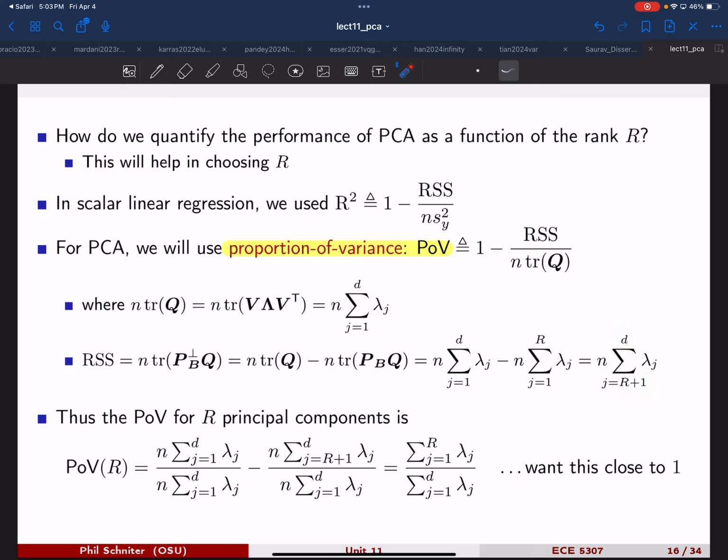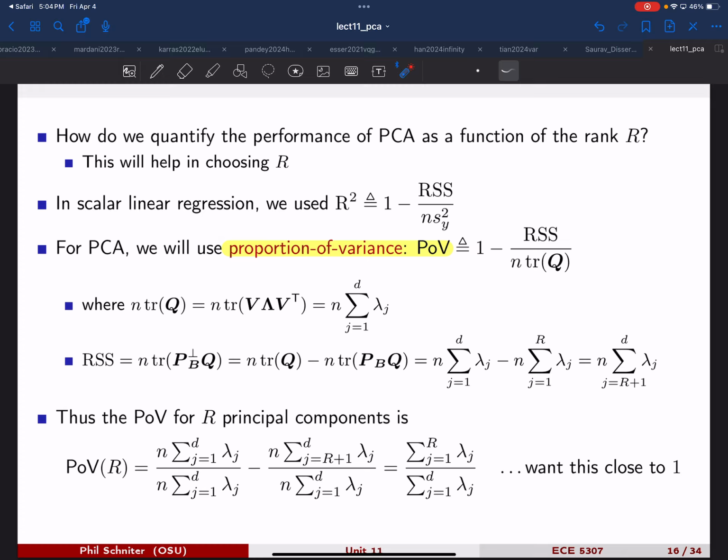So the ratio, this POV thing, if you plug everything in, you finally get this quantity. So here is the total energy that you modeled. You're looking at the sum of the lambdas up to R, and here's the total energy. And so you can see as R approaches D, this approaches 1. But if you have a very small R and you have lots of energy that was not captured by your model, then this could be a number much closer to 0. Okay. So this is basically what we use to choose R.